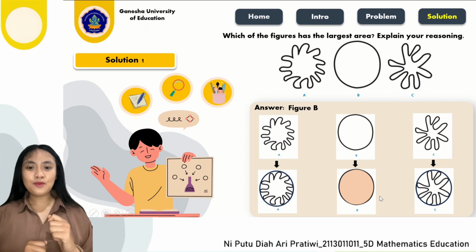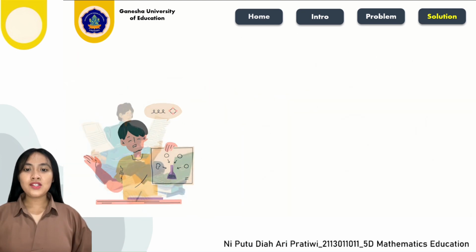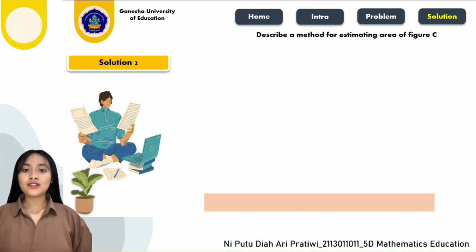So figure B is the largest area when we compare figure B with figures A and C. Next, let's solve question number 2. The question is, describe a method for estimating the area of figure C.